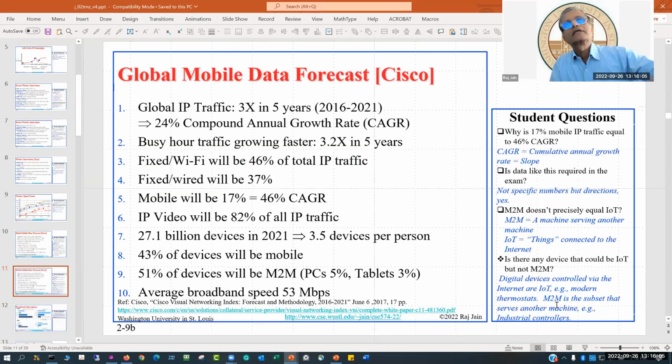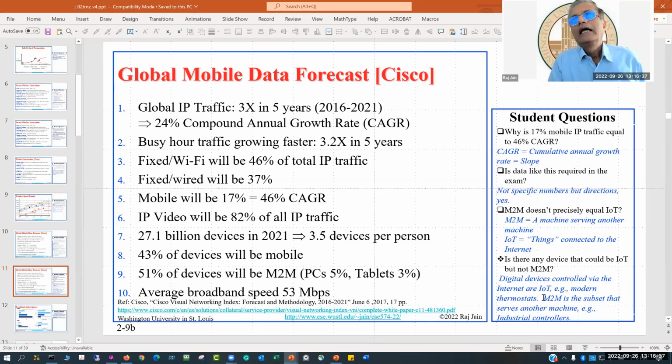I might have missed. Okay, so here it is, 9B. Is there any device that could be both IoT but not M2M? Okay, so digital devices controlled by the internet are all IoT. So if you can control it by the internet, they're all IoT, Internet of Things. Easy: modern thermostats. There are a lot of things in the home that you can do by your iPhone. That means you're going through the internet.